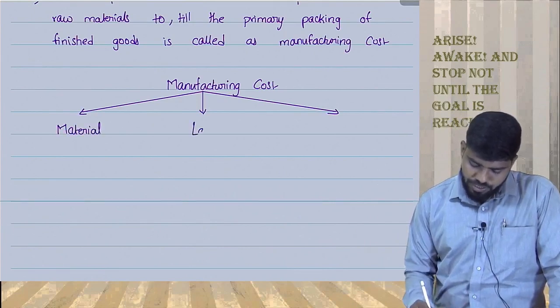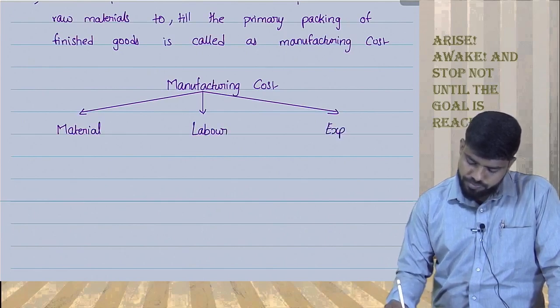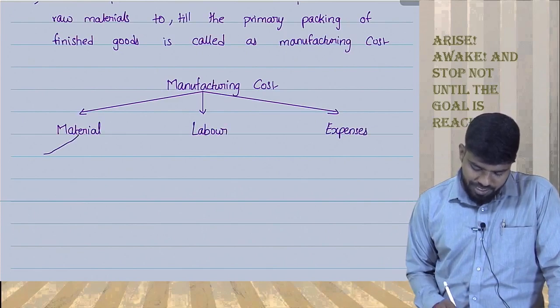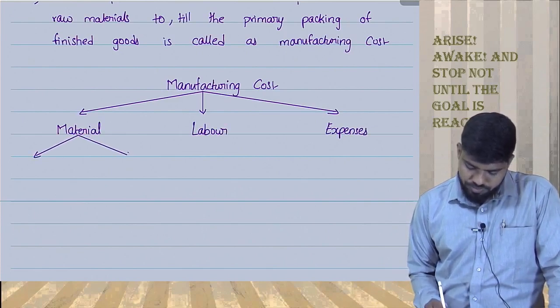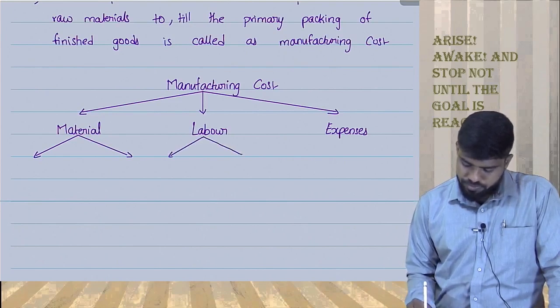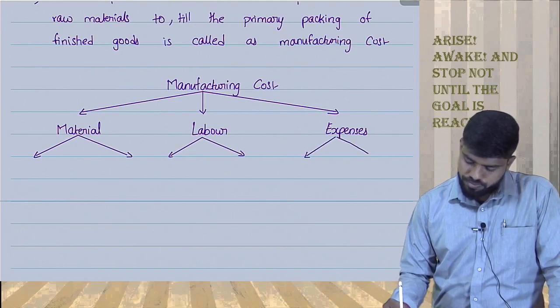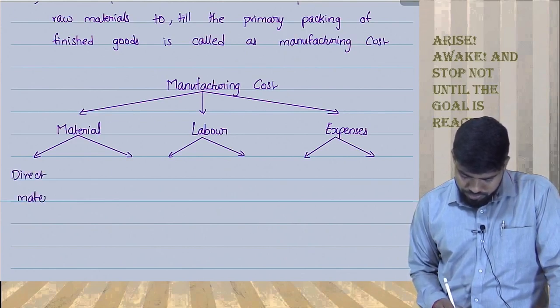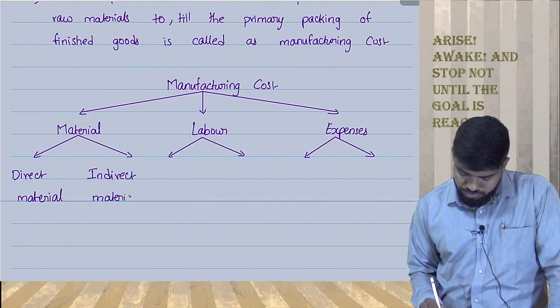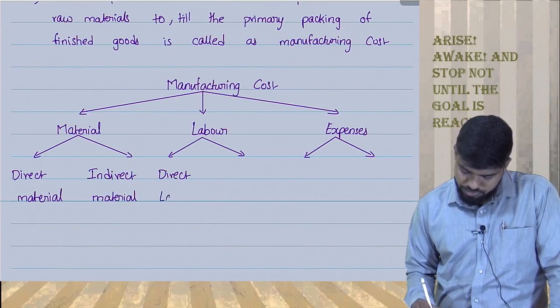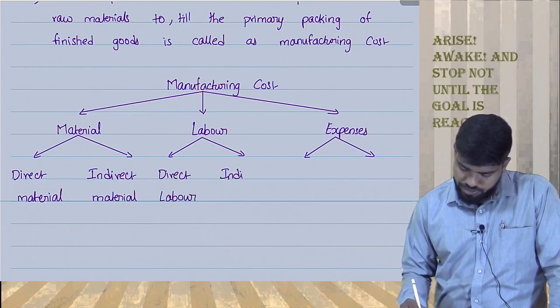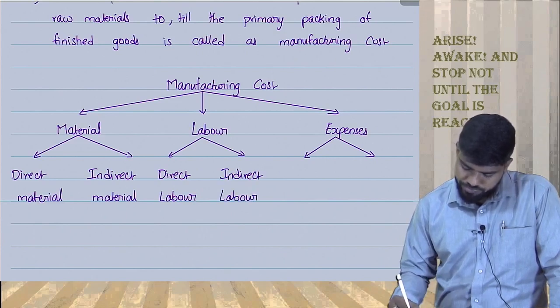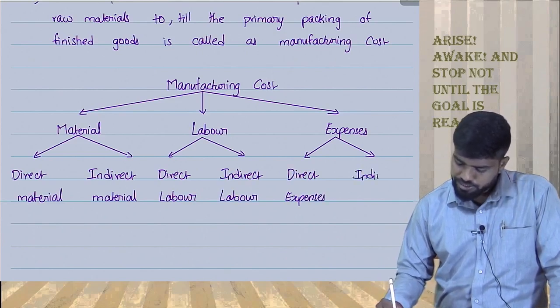material, labor, and then expenses. Material is again divided into two categories: direct material, indirect material. Then direct labor, indirect labor, direct expenses, indirect expenses.